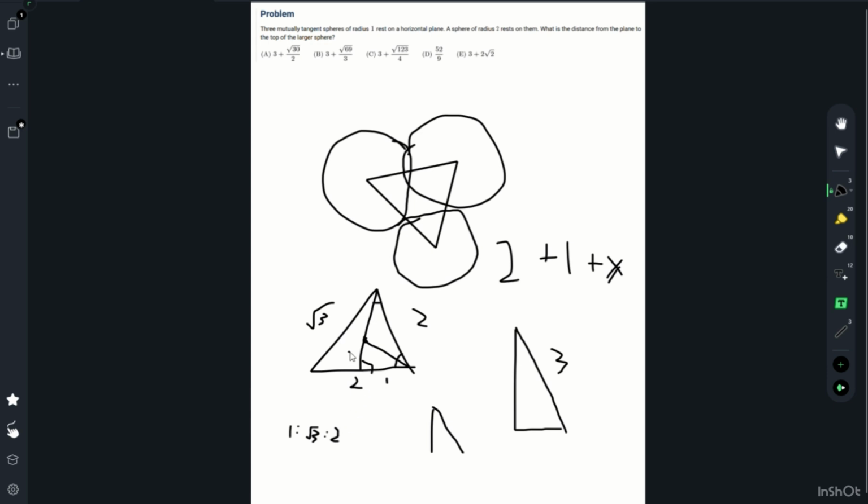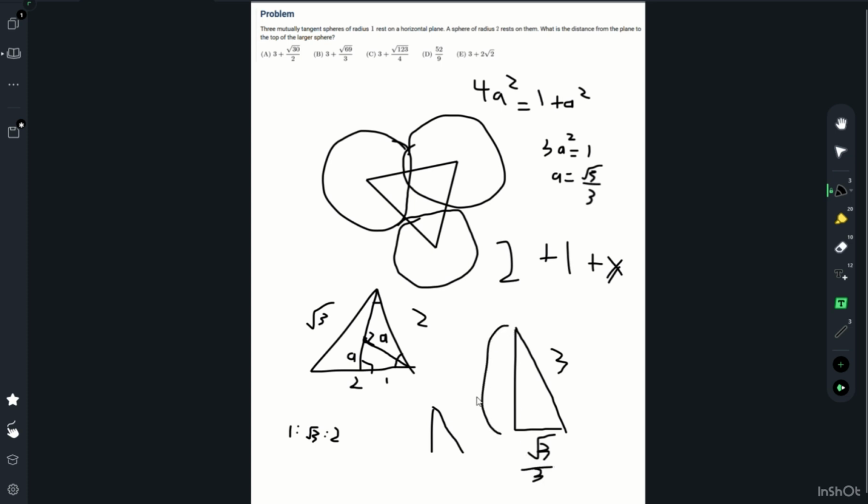So let's say this is now a. Now we know that this is a and that this is 2a over here, we can use the Pythagorean theorem. So 2a squared equals 1 plus a squared. So this will be 3a squared equals 1, and a equals square root of 1/3, or in more simplified terms, square root 3 over 3.